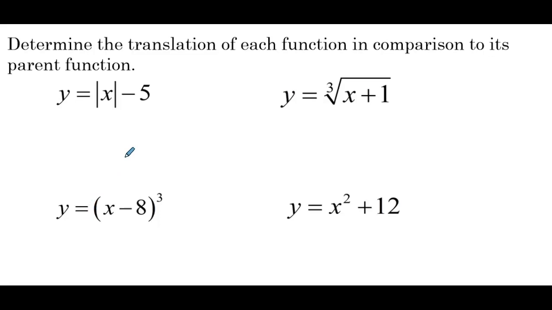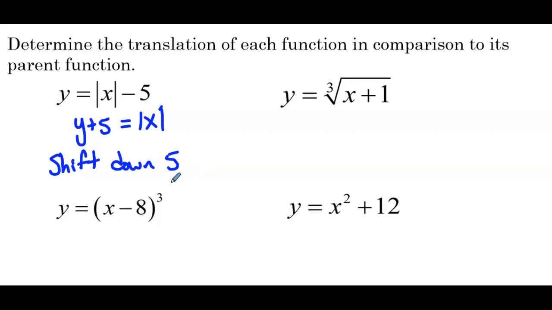Okay, so let's put some numbers in this to help us wrap our head around it. Determine the translation of each function in comparison to its parent function. So our first is y equals the absolute value of x minus 5. So our parent function is the absolute value of x. Let's get it so that this minus 5 is on the other side, so y plus 5 equals the absolute value of x. Okay, so if the equation is telling us to add 5 to the y values, then that means that we're going to subtract 5. So that means we're going to shift down 5.